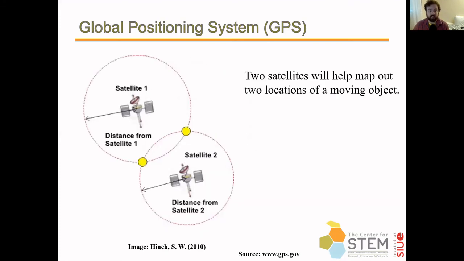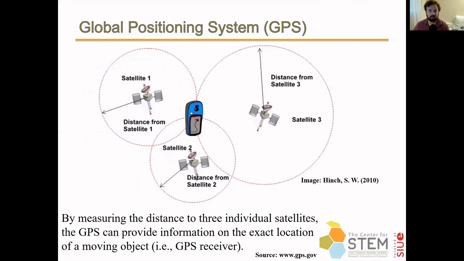If you add in a second satellite, now you've narrowed down to 2 points. It needs to be on both those circles, and there's only 2 places where those circles intersect. A third satellite will let you narrow this down to a single point where all 3 of those circles meet. And you can triangulate in this way to show you exactly where you are on the planet.